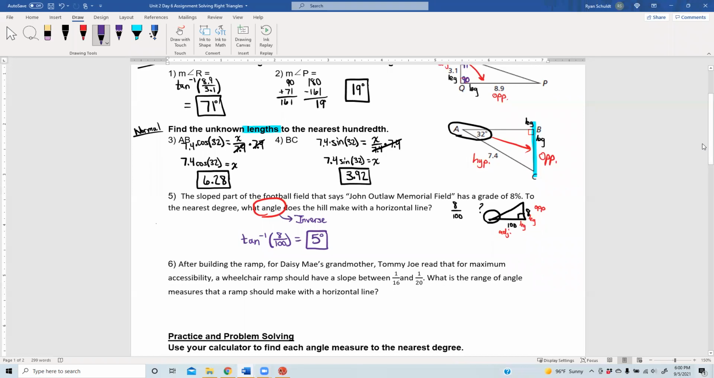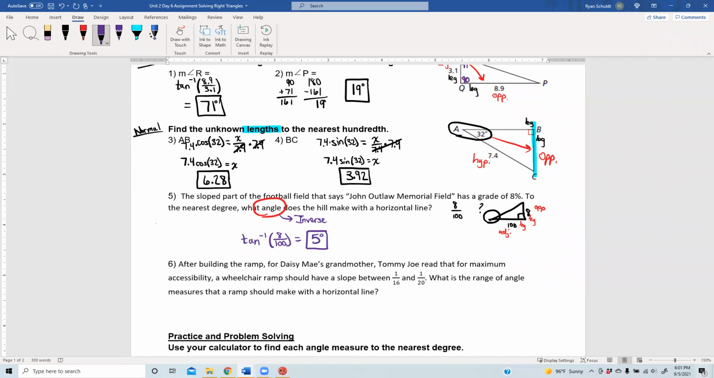Next one. It says after building the ramp for Daisy Mae's grandmother, Tommy Joe read that for maximum accessibility, a wheelchair ramp should have a slope between 1 over 16 and 1 over 20. What is the range of angle measures that a ramp should make with the horizontal line?